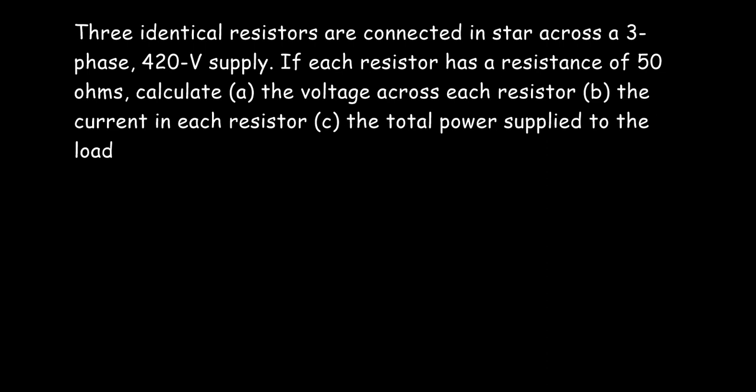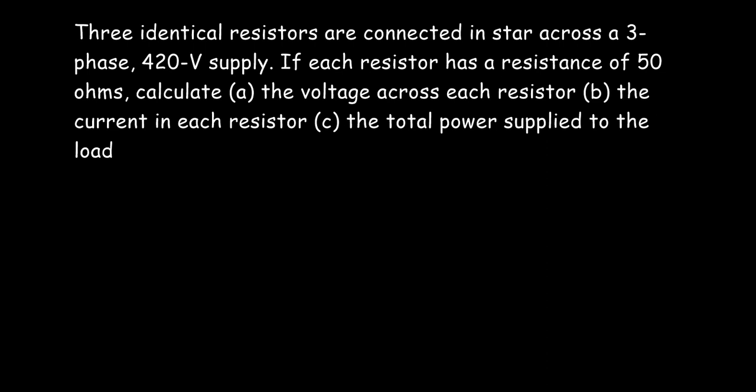In this video, we are going to solve this question I have on the screen. The question says three identical resistors are connected in star across a three-phase 420 volt supply. If each resistor has a resistance of 50 ohms, calculate A, the voltage across each resistor, B, the current in each resistor, and C, the total power supplied to the load. So let's look at how you're going to solve this question.